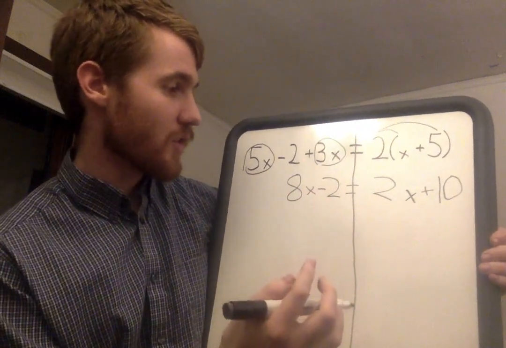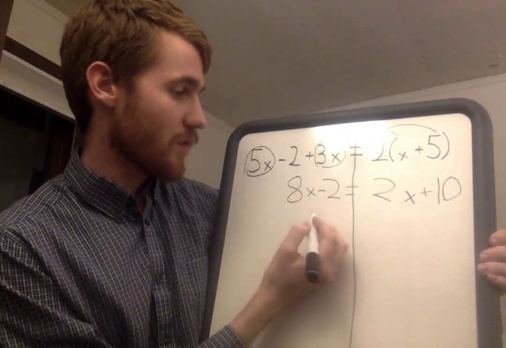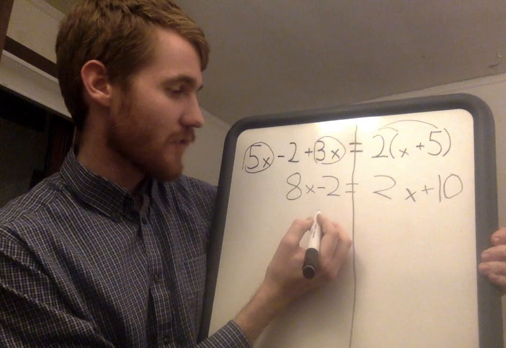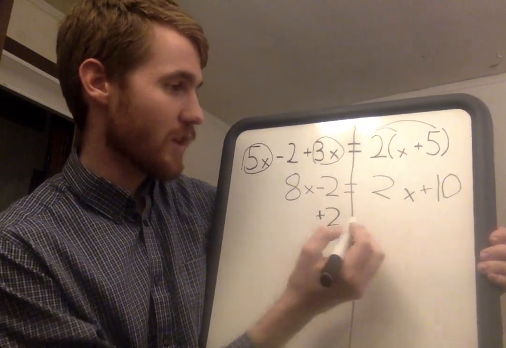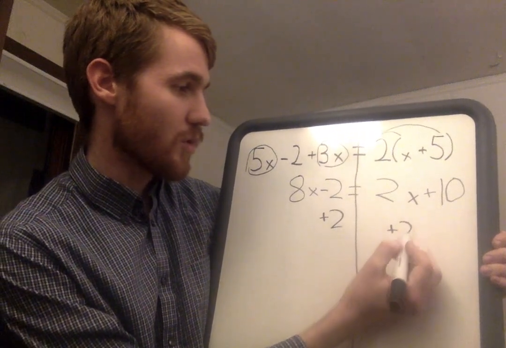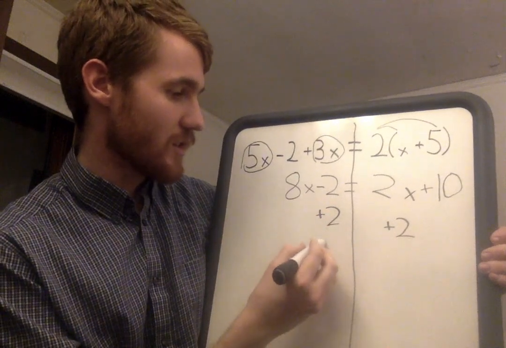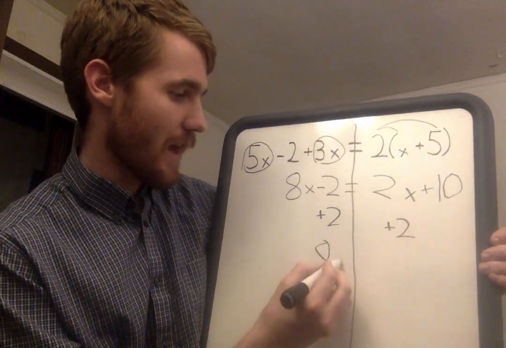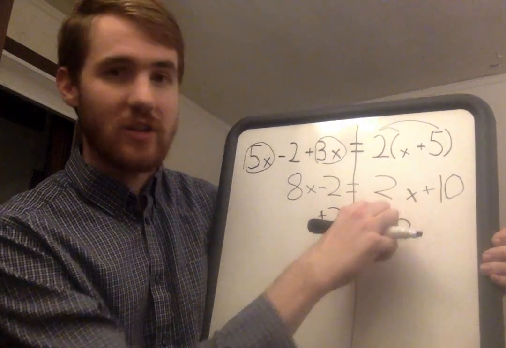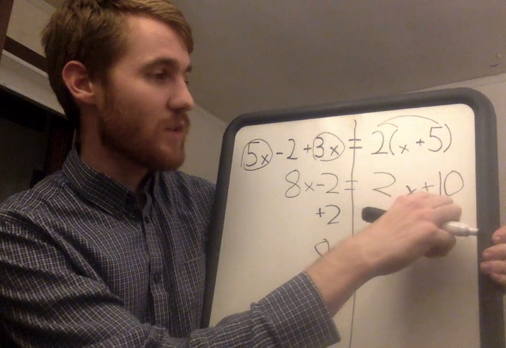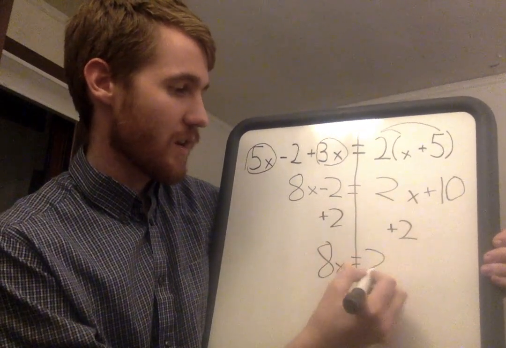Now, a couple of things I could do next. I'm going to try and isolate this x, get it all by itself. So first I want to get rid of the constant, get rid of minus 2, inverse operation, so I'll do plus 2 over there. I also have to do plus 2 over here. 8x minus 2 plus 2 is just 8x. Meanwhile, over here, I can't do 2x plus 2 because these are not like terms, but I can do 10 plus 2. So 2x stays there.